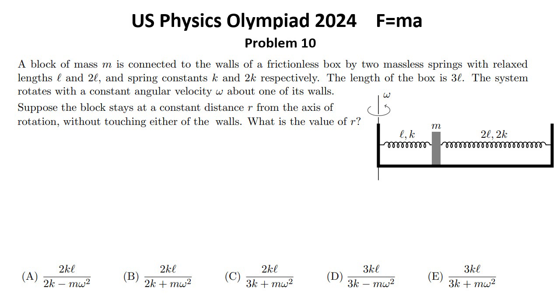The system rotates with a constant angular velocity omega about one of its walls. Suppose the block stays at a constant distance R from the axis of rotation, without touching either of the walls. What is the value of R?